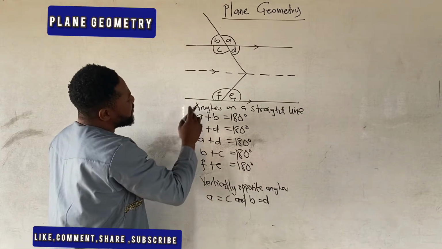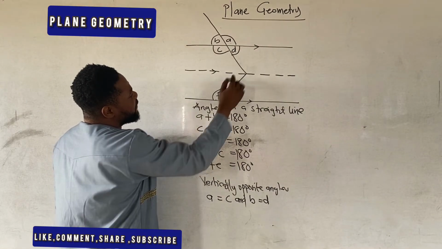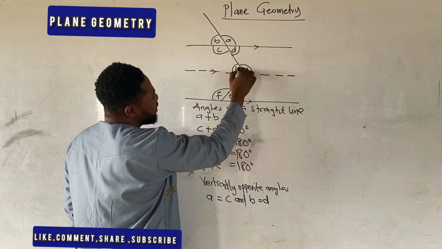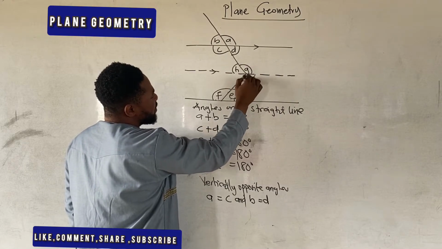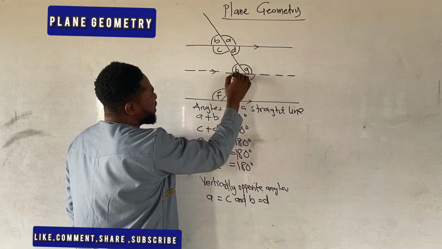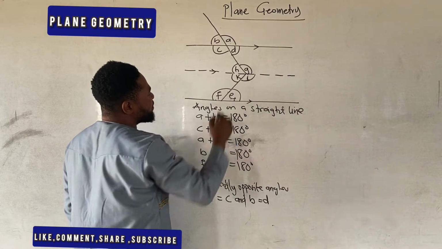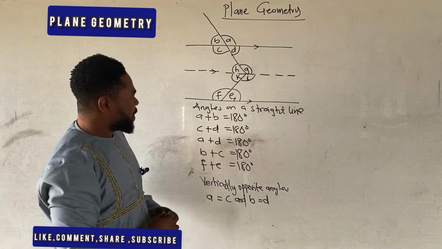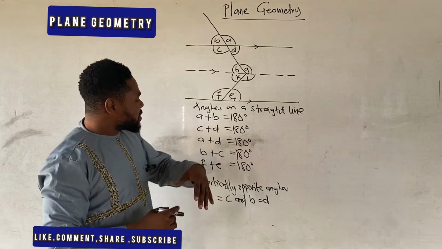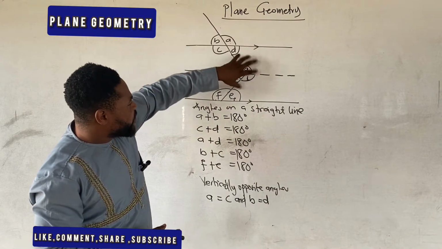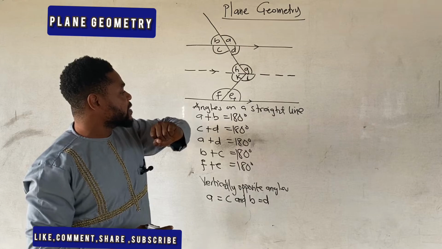Now I have EF. Let me put G here. G, H, I here, and let me put K here. Nicely. Okay. Let us look at some relationship between these angles here with these angles that we can see here.